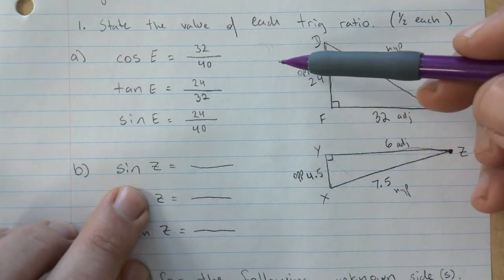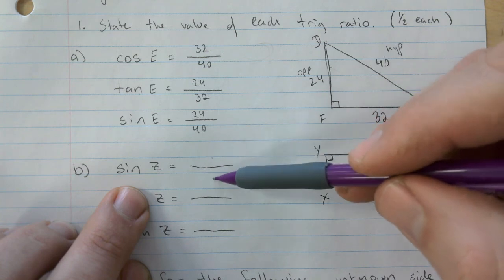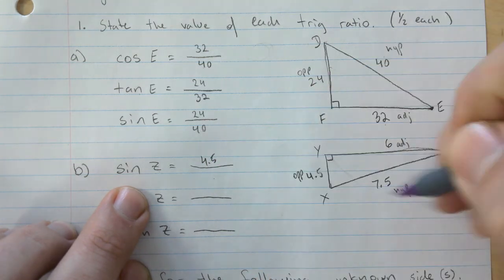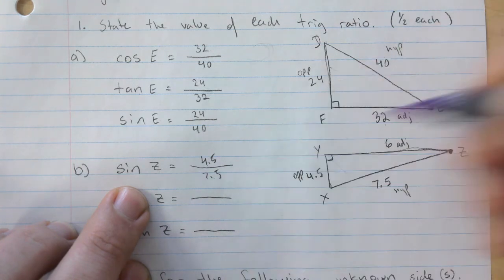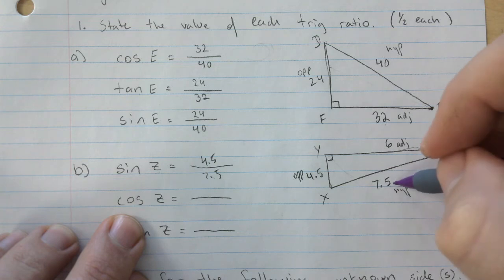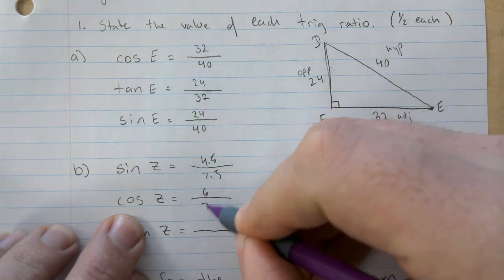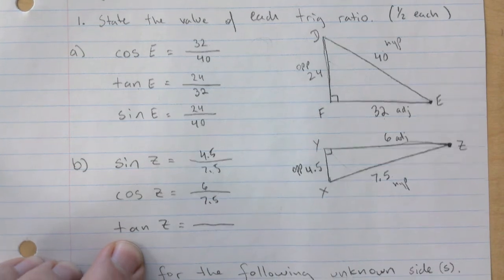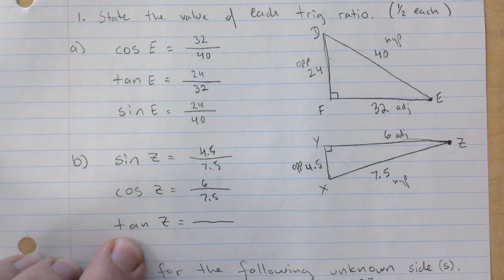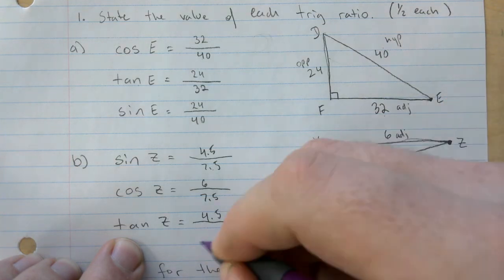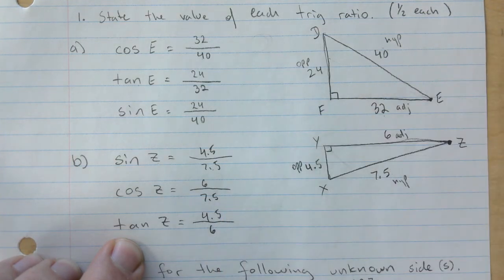So sine of Z, SOH. That means this is 4.5 and this is 7.5. Cosine of Z is adjacent over hypotenuse, so that'd be 6 over 7.5. Tangent is O over A, right? TOA. So that'd be 4.5 over 6, like that.